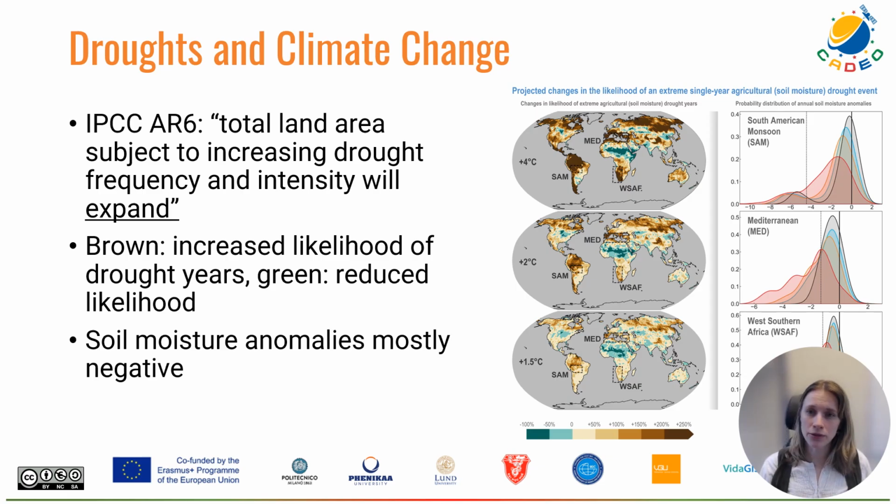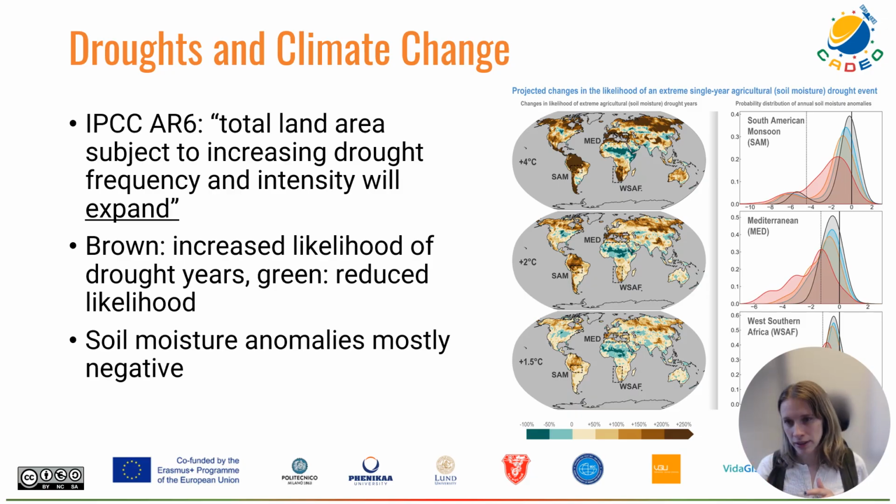And in the maps to the right here, we see that brown areas show an increased likelihood of drought years, and green areas show a reduced likelihood. Now, with just 1.5 degrees of warming, we don't have a lot of dark brown areas, but we have quite a lot of bright brown, yellow areas, and also some blue-green areas, which shows a reduced likelihood. But as we increase the warming level, we see more and more increased likelihood of droughts.